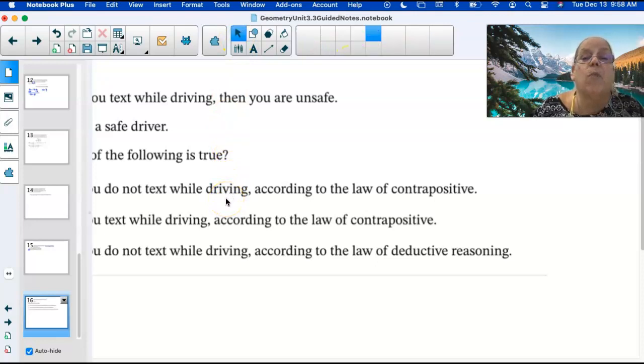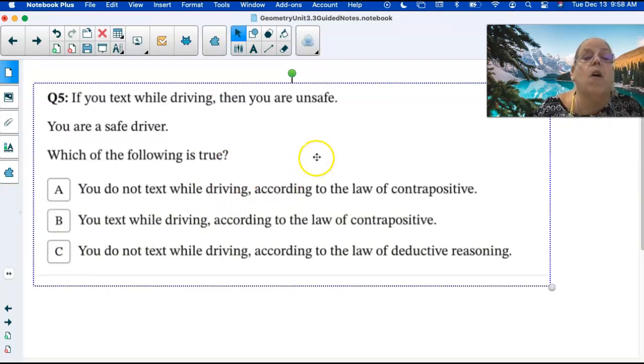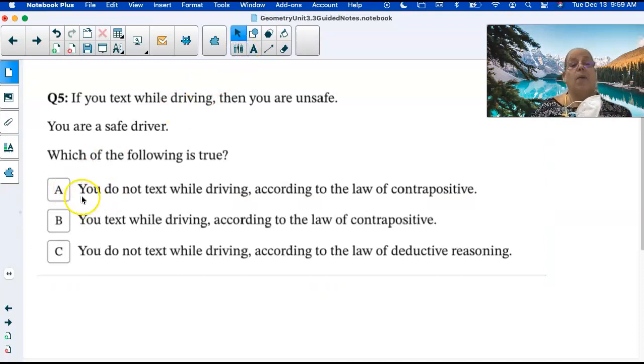I was going to skip it, but I'm not. If you text while driving, then you are unsafe. You are a safe driver. So which of the following can we conclude? Okay, if you text while driving, you are unsafe. You are a safe driver. So does that mean that you do not text while driving because of the contrapositive? I would agree with that. You text while driving? No, you don't, because we're safe. Okay?